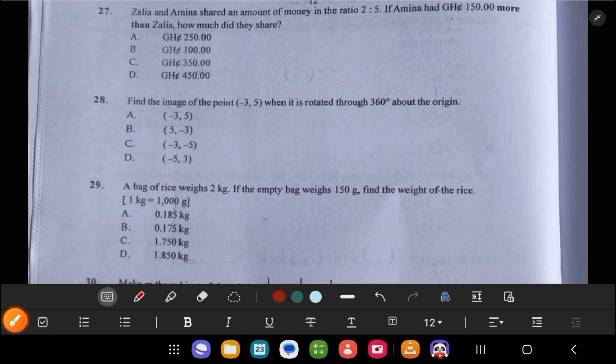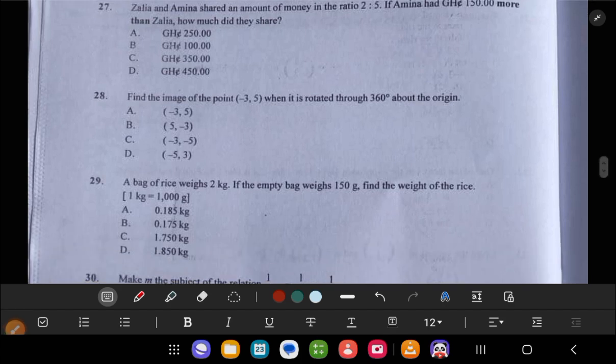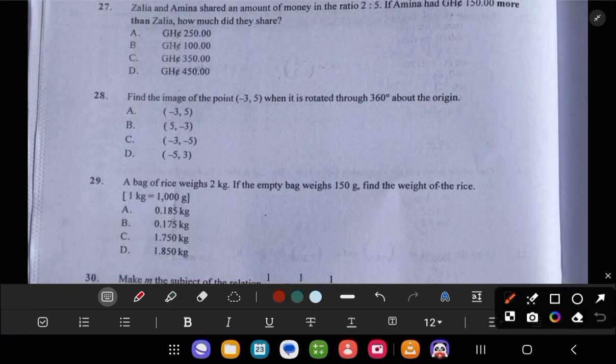Now question 28. Find the image of the point negative 3, 5 when it's rotated 360 degrees about the origin. Now think of it this way. This question is very basic. When someone stands and you tell the person to give you a 360 turn, what happens? After the person is done, you see the person's face again. The person was facing you, doing a 360. The person turns around and you see his face again. So the same thing that this point is going to give you. Negative 3, 5. After 360-degree rotation, you still have negative 3, 5. 28 is A.